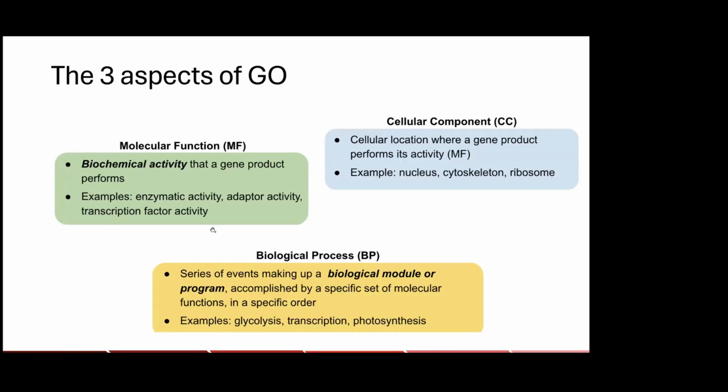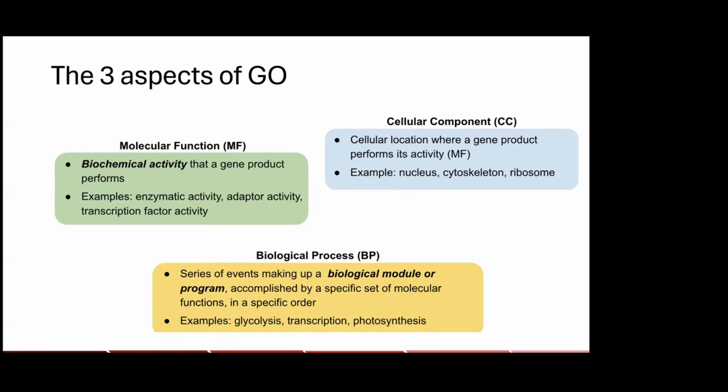And so more formally, these are the three aspects of GO. GO is divided into what we call aspects, or if you will, three root terms. At the root, there's molecular function, which represents the biological activity. For example, an enzymatic activity or an adapter activity or a transcription factor or a transporter. So this is the function. At the molecular level, what does the gene product do?